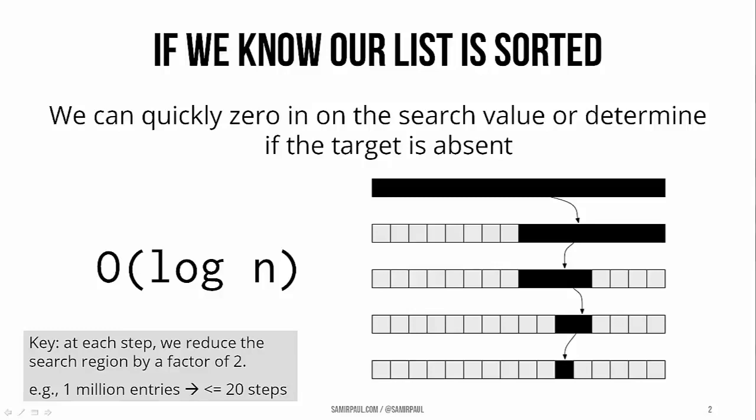Key thing is this: every step, we're reducing the search region by a factor of 2. We're splitting our list in half. So soon we're either going to find the target value or we're going to narrow down the search to a single element. And if we do this, we can basically turn a list of 1 million entries into a result in at most 20 steps.